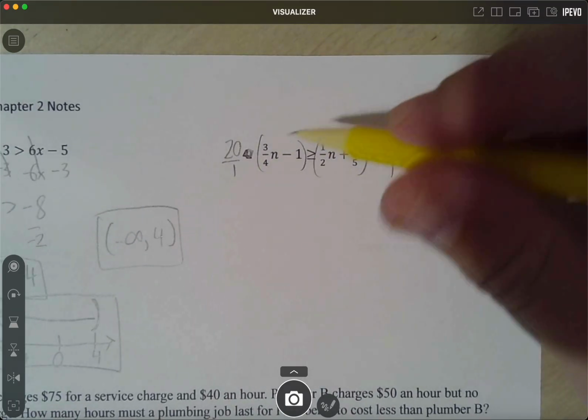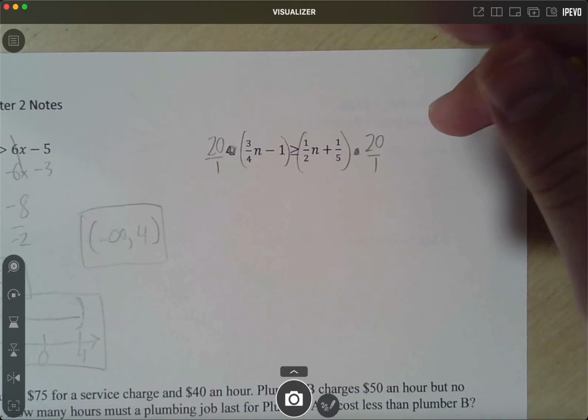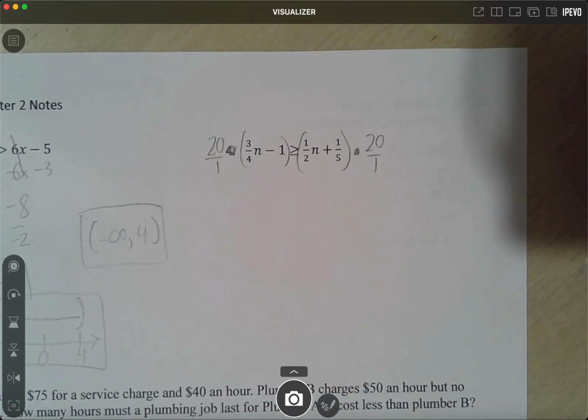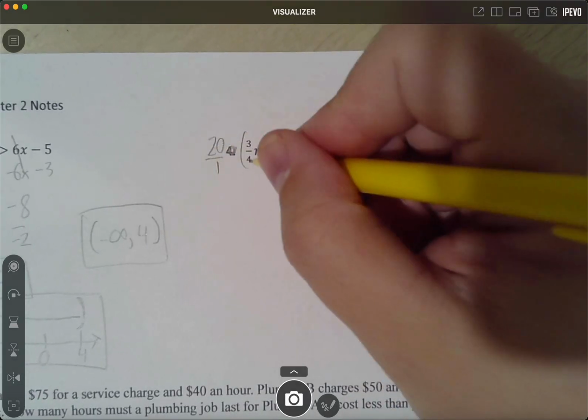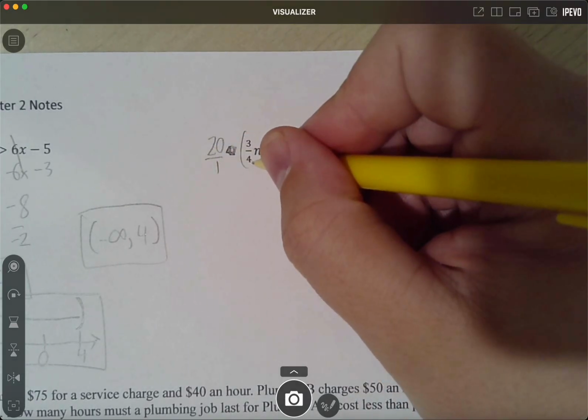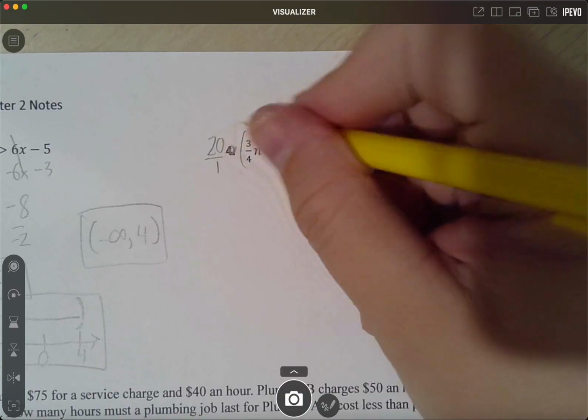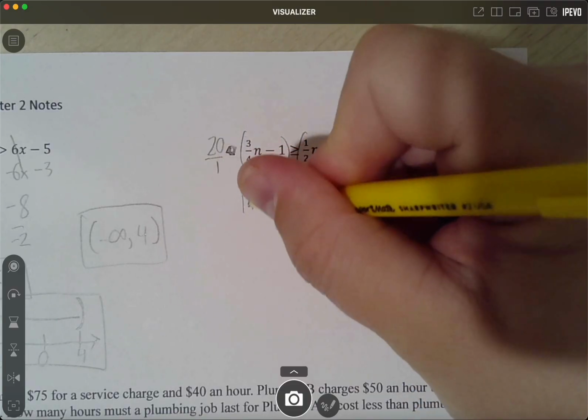Anywho, 20 will be your value that all three of your denominators can divide cleanly into. So here we go. 20 over 4 reduces to 5, but then multiplies by 3 to leave you with 15n.